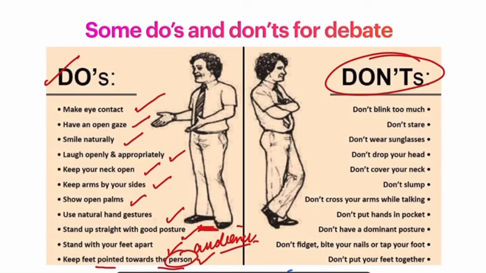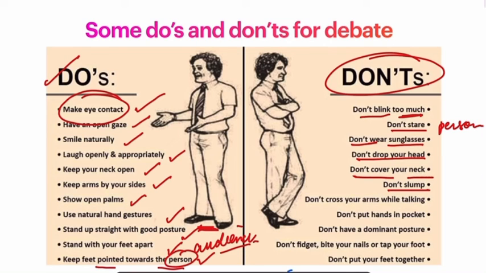Talking about the don'ts. So don't blink too much. Don't stare at a particular person, a particular individual or audience. Have an open gaze and keep looking at different people. Don't wear sunglasses because you have to make eye contact. If you wear sunglasses or cover your eyes, naturally you won't be able to make eye contact with the audience. Don't drop your head or lean back. Don't cover your neck. Have an open neck.